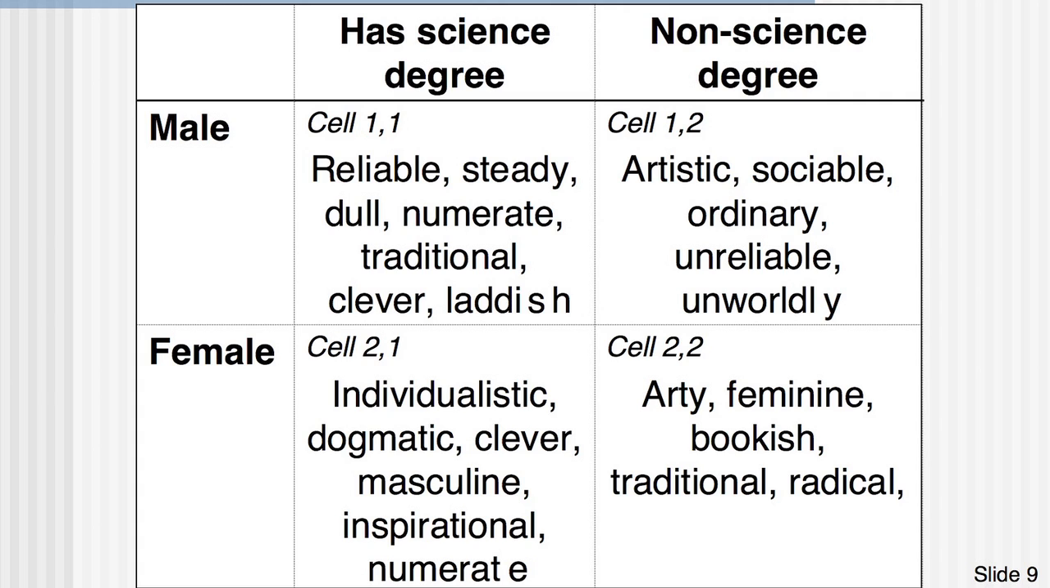And what I've shown here is what people say. These are their conceptions of people who have a science degree or a non-science degree, and if they're men or women, so different views of what those people are. And I've summarised what they've said. So that's another important point here in these kinds of tables.